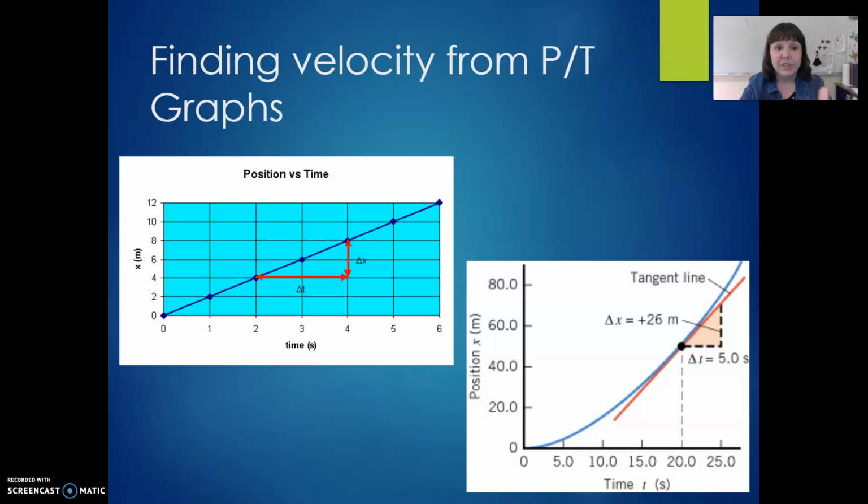So here's an example position time graph. We find that rise, how much we've changed our position. We find that run, how much we've changed our time, how much time has gone by. Our slope is our velocity, okay?